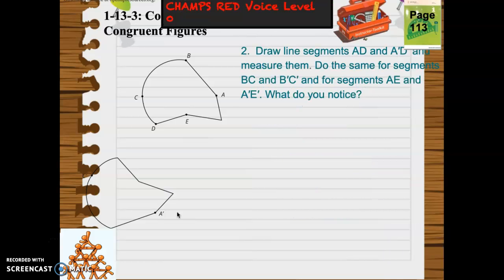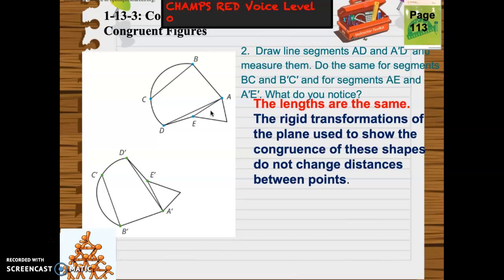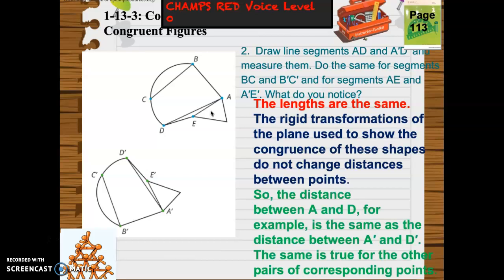So on this page of 113, it asks you to draw a line from A to D. So in this case, from A to D, and you would measure that from A prime to D prime to see if the shape had the same measurement. If they have the same measurement, you can test two more points. Here's an example, A and E. And if I go A prime and E prime, I would measure this with my ruler. Let's just say this was half an inch. This would have to be half an inch too for it to be congruent. They have to be the same measurements. The lengths are the same, so the rigid transformation was used, and that's what you would explain.